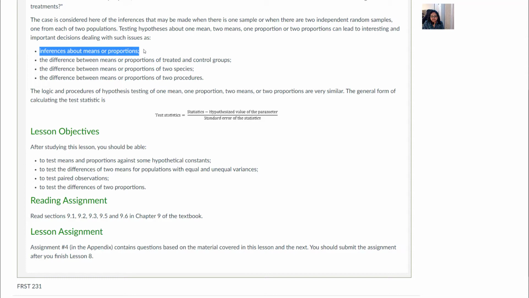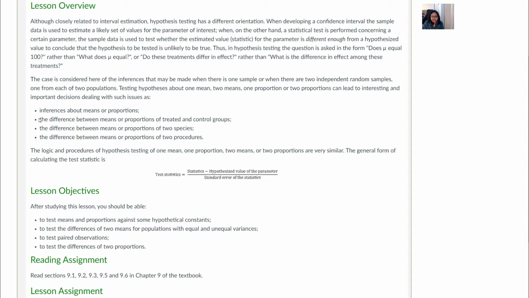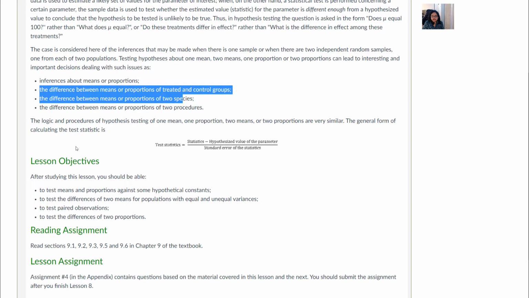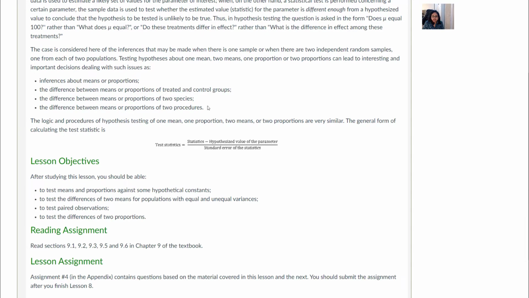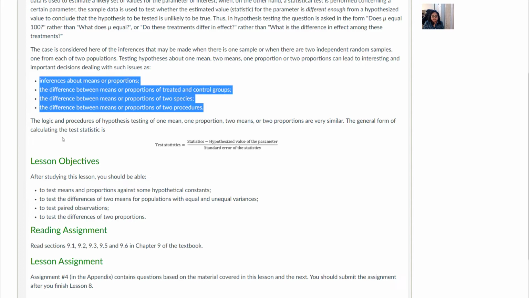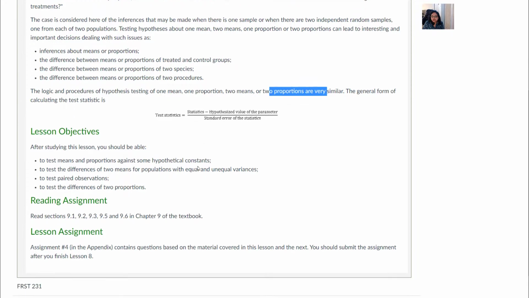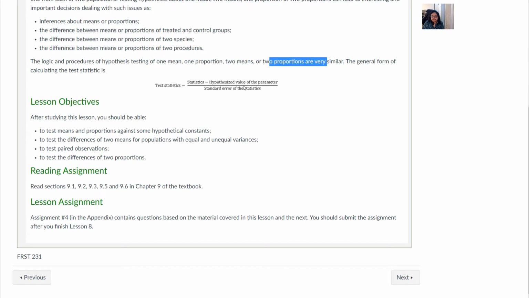So we are making inference about means or proportions, and then we will also try to see if we have the difference between means. That means if we have two population groups. You saw that previously we were working on the difference between two population means and then proportions, and then we were making inference about them. But in here we are also going to use them for hypothesis testing. So in hypothesis testing for mean and proportion, or maybe two means or maybe two proportions, we are going to use this test statistic.